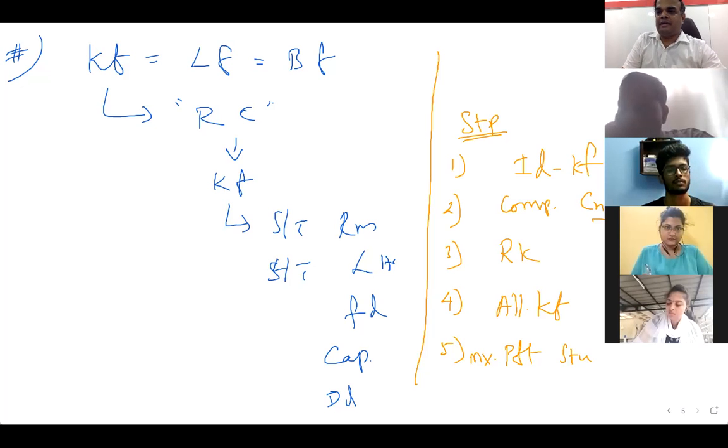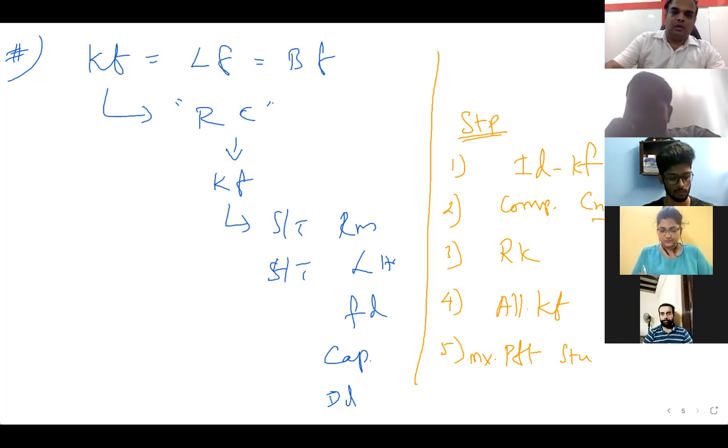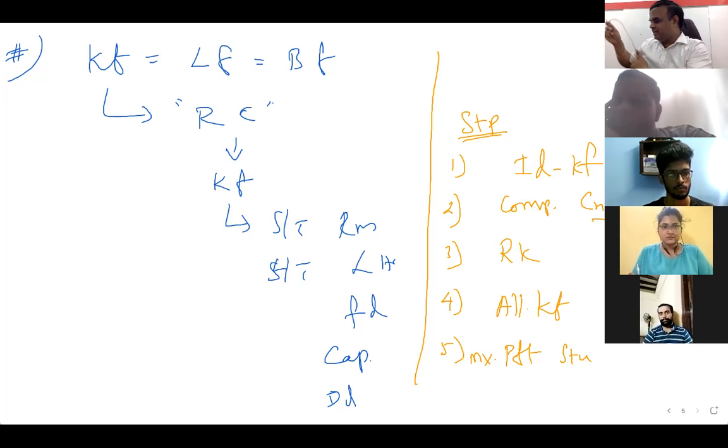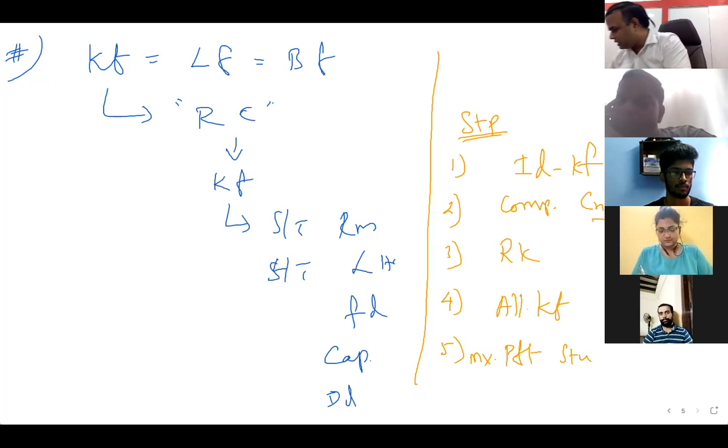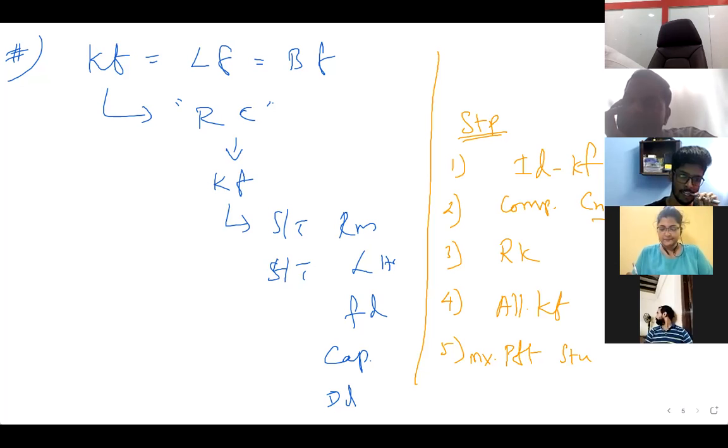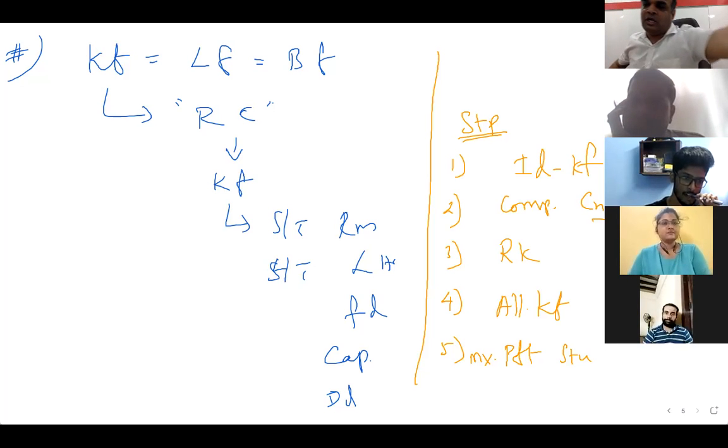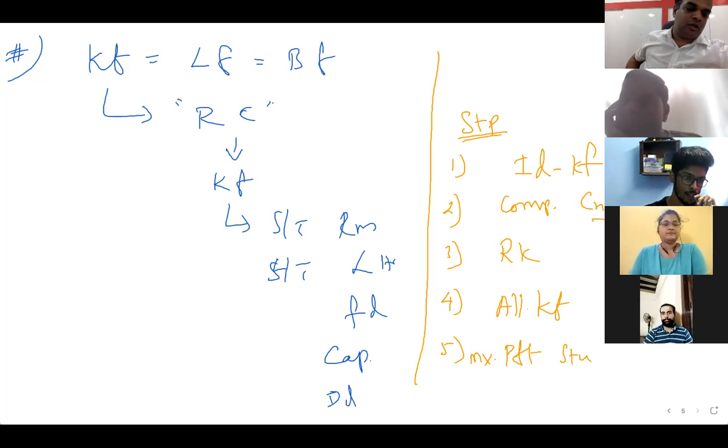I'll repeat once again. Concept of key factor arises only in case of what? Resource constraint. Availability of the fund is less. Whenever resource constraints are there, key factor arises. It's also called limiting factor or budget factor.